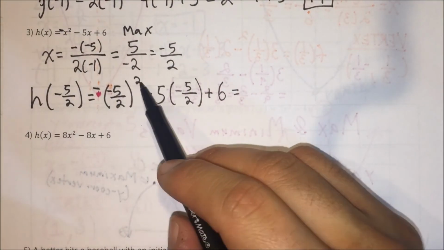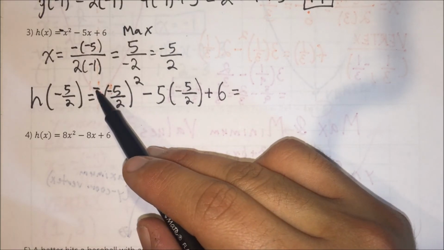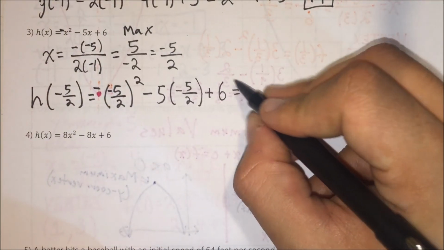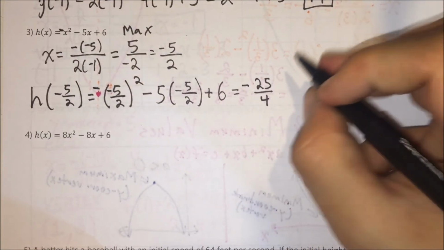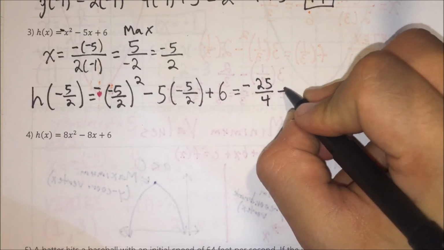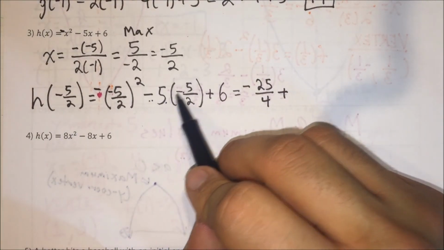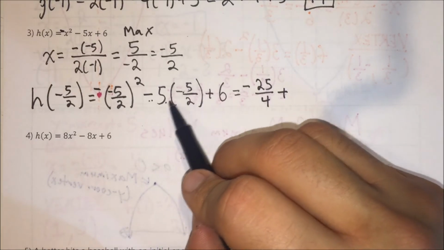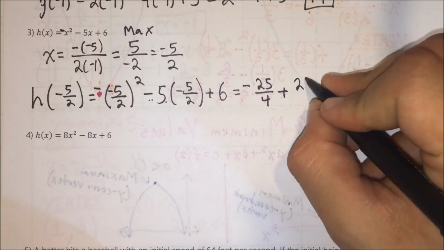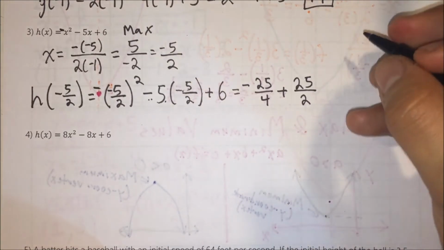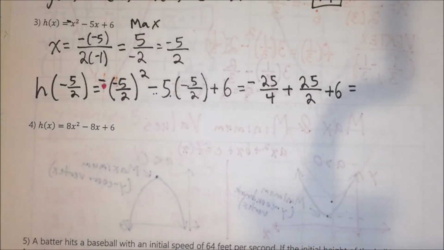Now, when you square this, remember you have to square the top and the bottom, and the negative will go away inside, but there is still a negative on the outside. So you actually have to say negative 25 over 4, plus, again, these two negatives are going to become a positive. If you were multiplying a whole number by a fraction, multiply the number by just the numerator, so that's 25 over 2. And then we're going to say plus 6, which is hanging out on the end there.